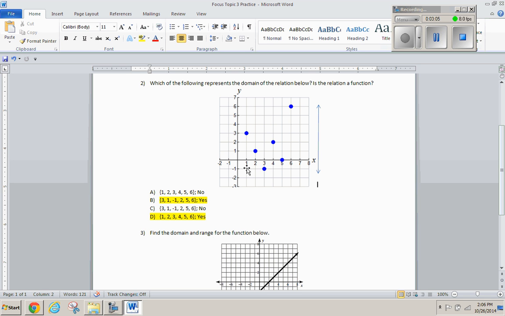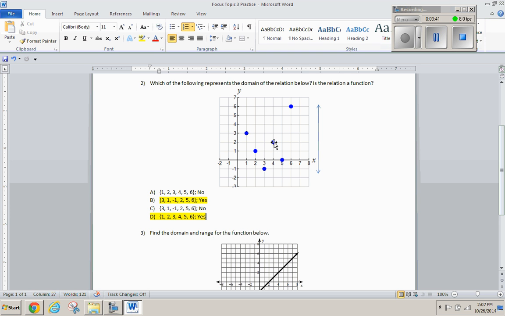Well, positive 1 is included in both my domains. It's included here, and it's included here. So that's not going to help us. Okay, so let's look at the next point. This is positive 2. That's included in both my domains as well, here and here. So still not helping us very much. Positive 3 is our next one, because the x value is 3. Well, we've got 3 here and we've got 3 here. So still we're not there yet.